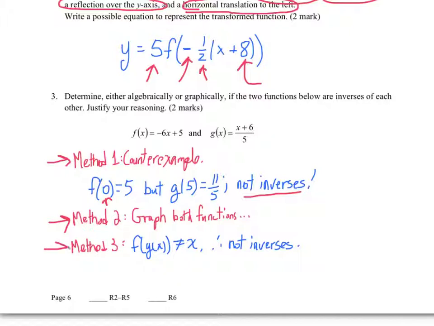And finally, method 3 is kind of a neat little bit of algebra. This rule must apply: if 2 functions are inverse of each other, then evaluating one of the functions in the other function should result in a value of x. In other words, if I input x into G, then input that result into F, if it's an inverse, it'll give me back the original x. But in this case, you could show algebraically quite easily that f of g of x does not give you x, and therefore it's not a pair of inverse functions.